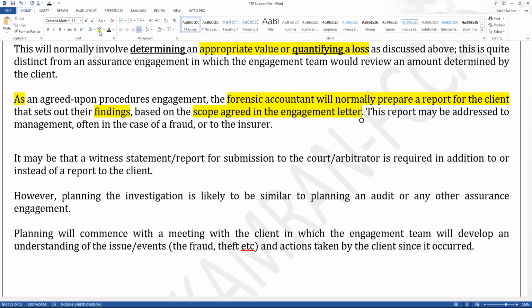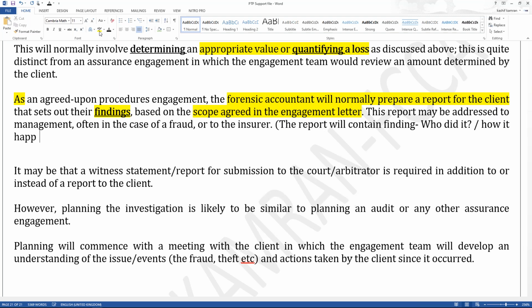Now, normally, when you're performing a forensic accounting service, you need to share with the client your findings. So what will be in the report? In the report, you will have the findings. Now, because it's a fraud, the report will contain findings on who did the fraud. The report contains the finding how it happened. The report contains the finding on amount of loss.